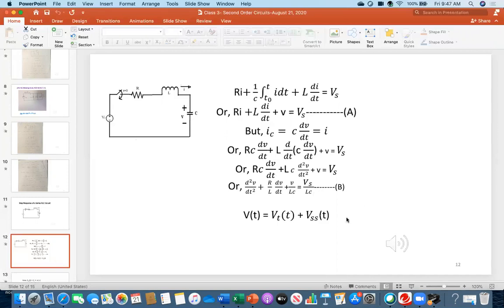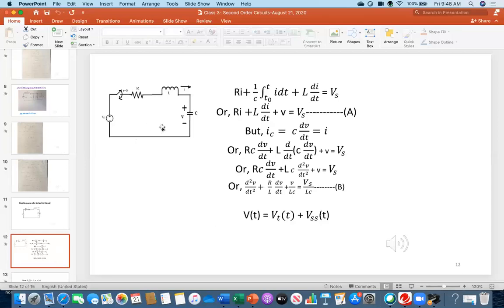Now one important thing: each of you has done these things in math class. For this type of differential equation, the solution will have two parts. One part is called VT, the transient response, plus VSS, where SS is the steady state response. There are two parts: the transient part, or natural response part, and the steady state, or forced response part. In the solution, there will be two parts. So everybody make a comparison.